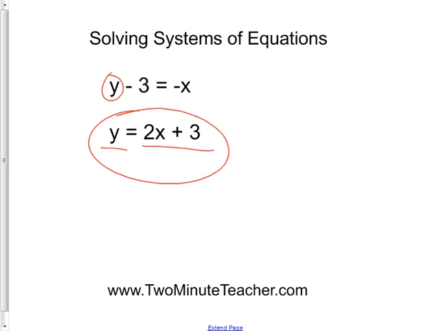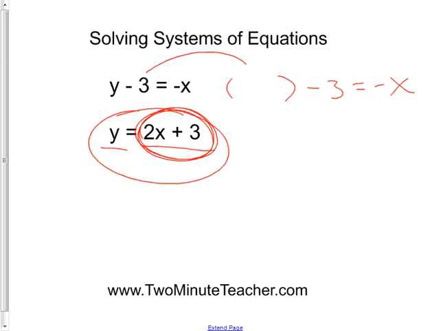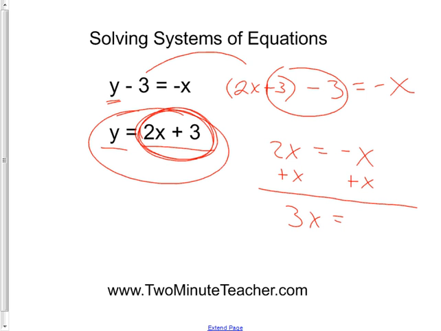All right, so I'm going to back up here a little bit and take this equation right here. I'm going to rewrite it as an empty spot for y, minus 3 equals negative x. And in that empty spot, I should drop in this, because that's where the y was. I'm going to put in 2x plus 3 right where the y used to be. Okay, now the plus 3 and the minus 3 will cancel each other out, and I have 2x equals negative x. Now if I add an x to both sides, I have 3x equals 0, so x must equal 0.